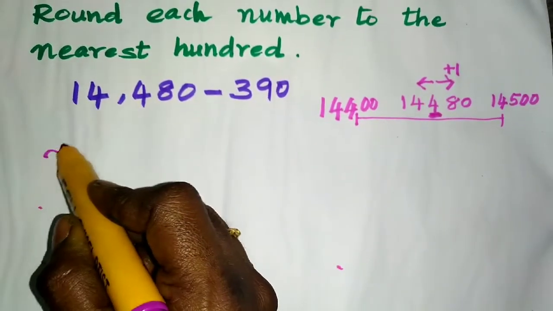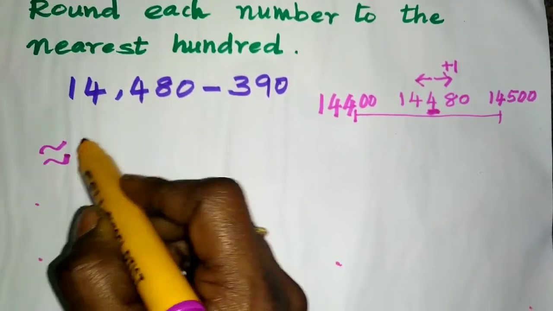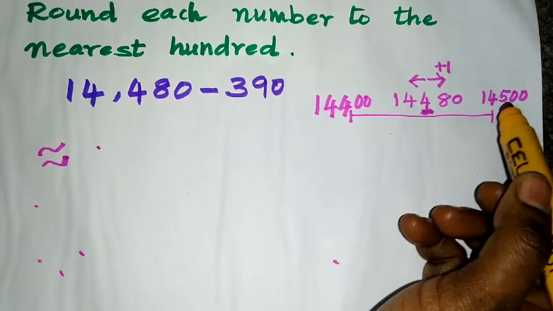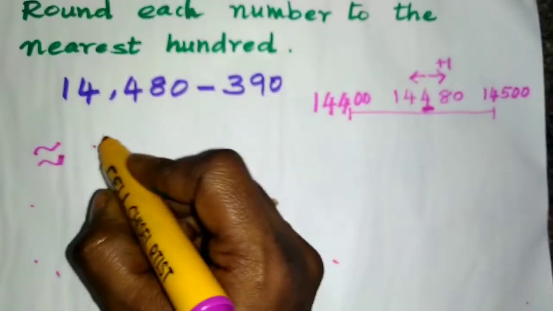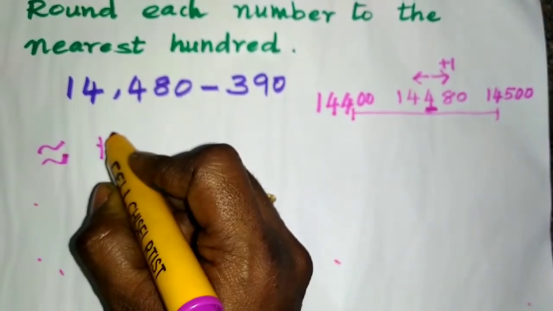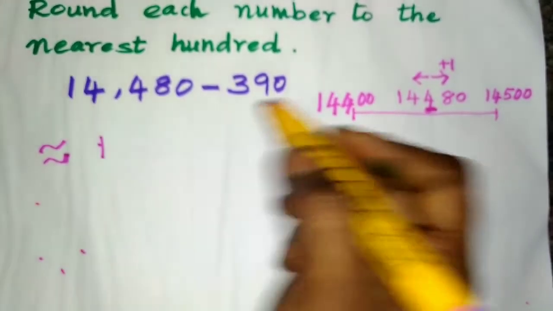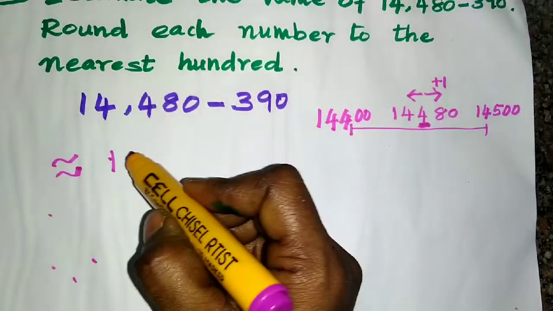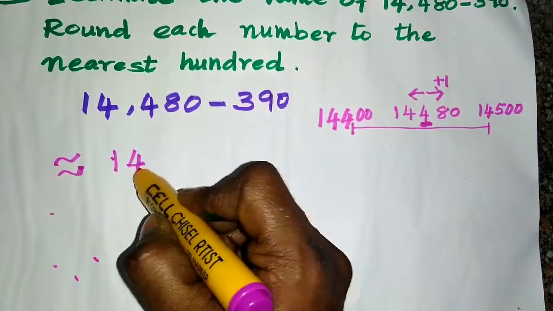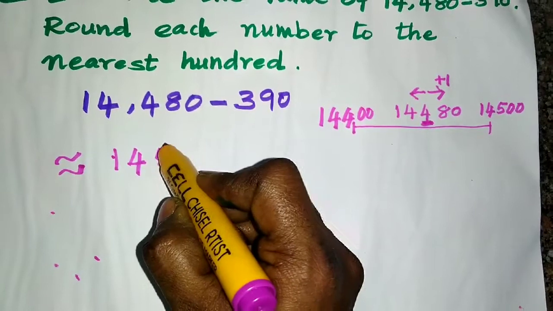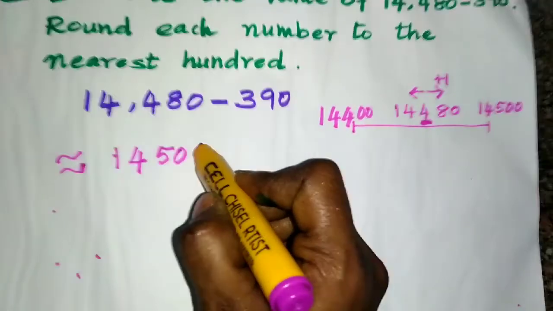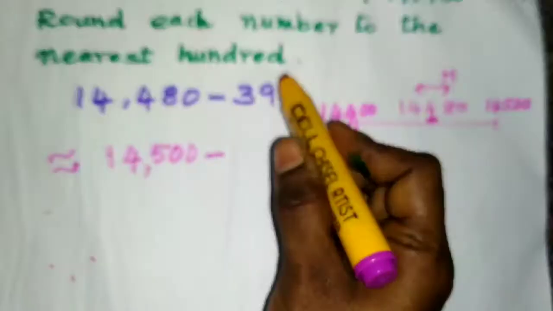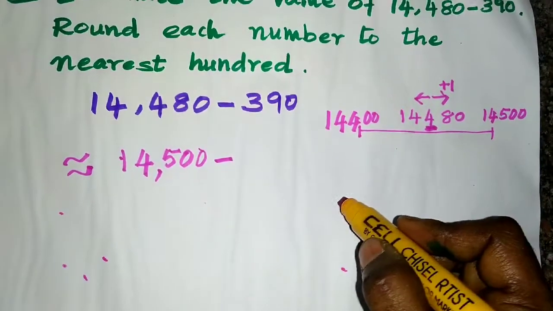Now the round off value for 14,480, you can guess it by seeing the number itself. 14,500 is nearest to 14,480 after rounding off the given number. So write it as 14,500. Here we have to use the approximate symbol only. We should not use the equal to symbol. Then take the next number to find the round off value nearest to 100. 390.